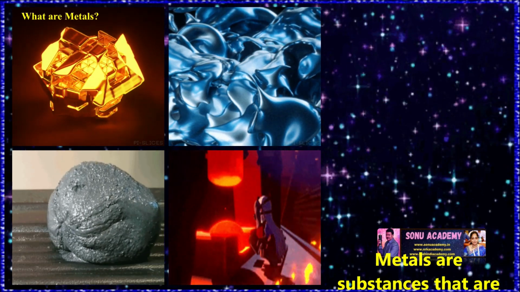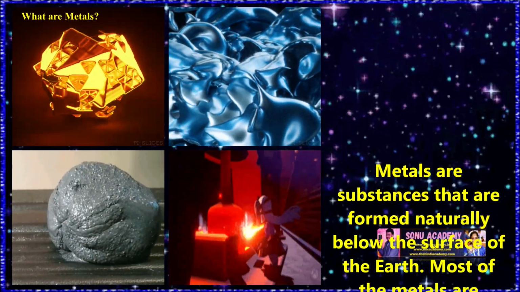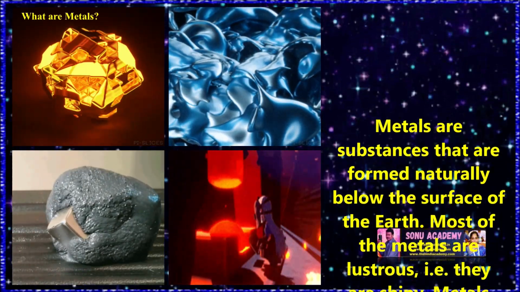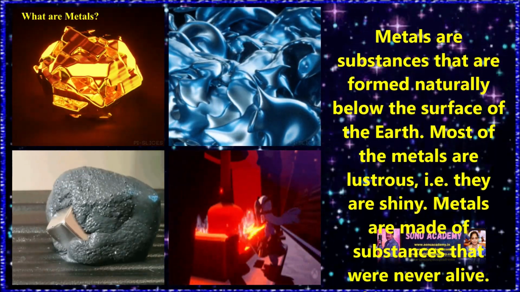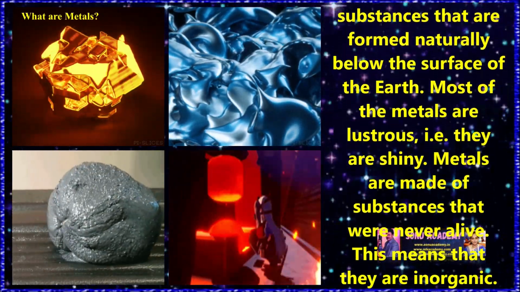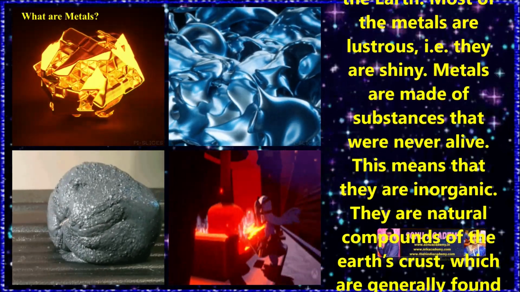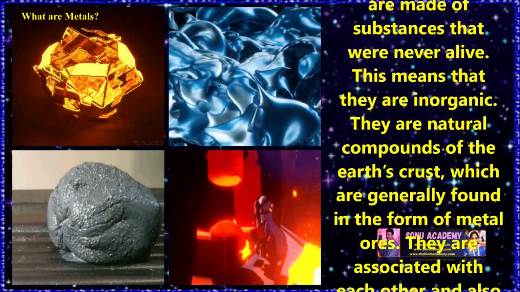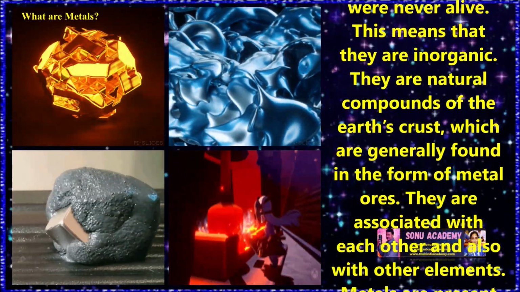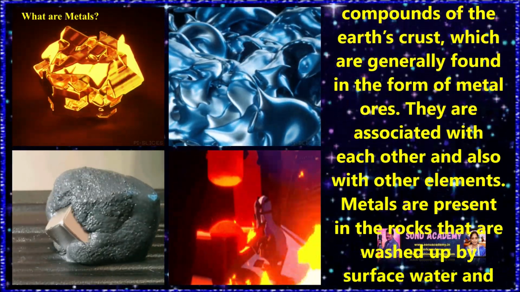Children, first let us see what metals are. Metals are substances that are formed naturally below the surface of the earth. Most metals are lustrous, that is, they are shiny. Metals are made of substances that were never alive. This means that they are inorganic. They are natural compounds of the earth's crust which are generally found in the form of metal ores.